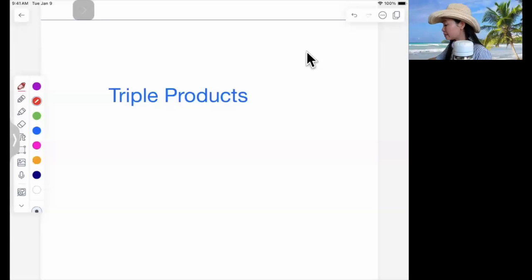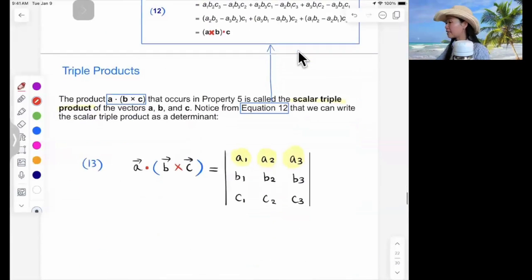Okay, triple product. The first one we talk about is this: A dot parenthesis B cross C. This one here is called the scalar triple product. So that means the result here should be a scalar, right? Why is it scalar? Let's think about it. What is B cross C? What's the result?